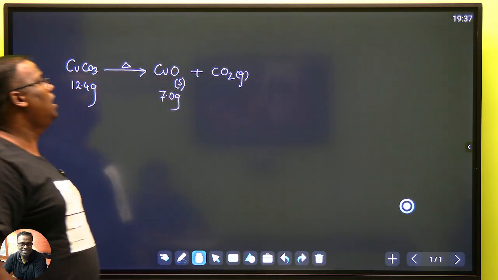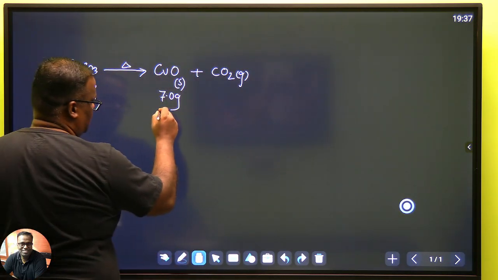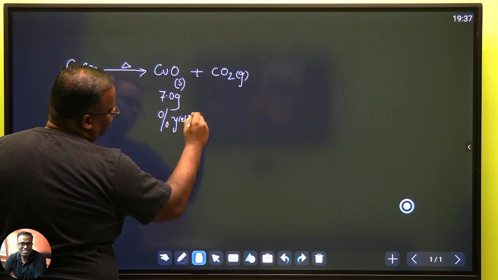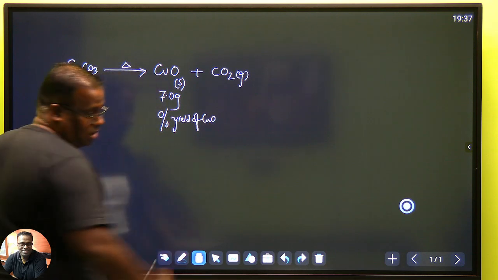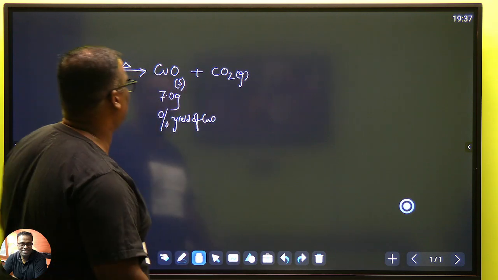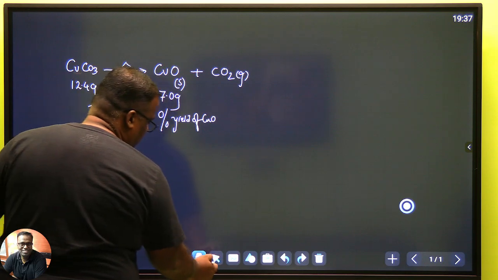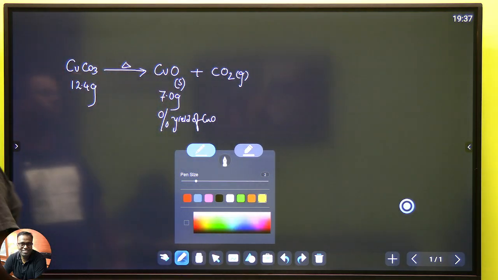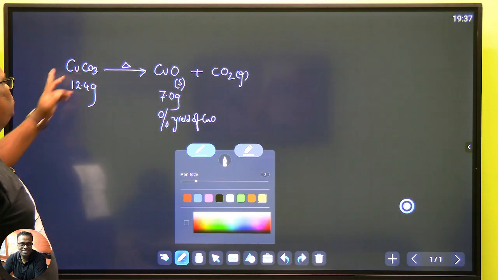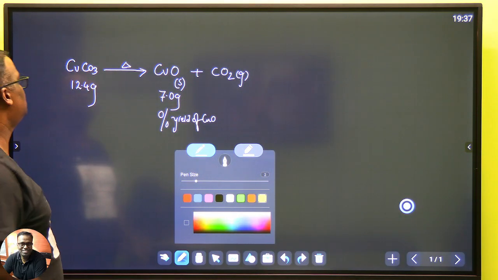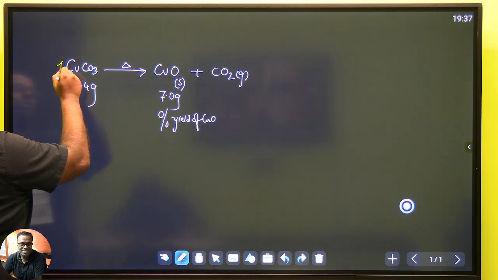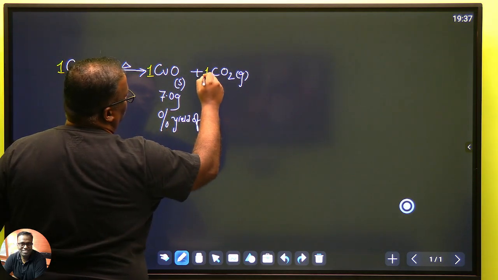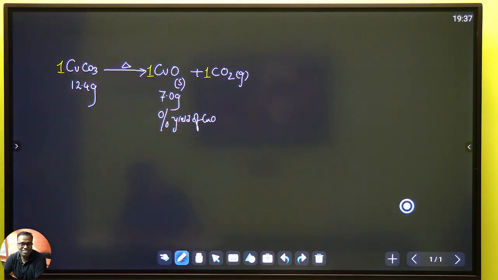They're asking me to find the percentage yield of copper oxide. First of all, as I tell you, always go by the basic mole count of the equation. First see whether the equation is balanced or not. Cu, C, oxygen. Yes, it's balanced. 1 mole should always give 1 mole. This is ideal. Understood?